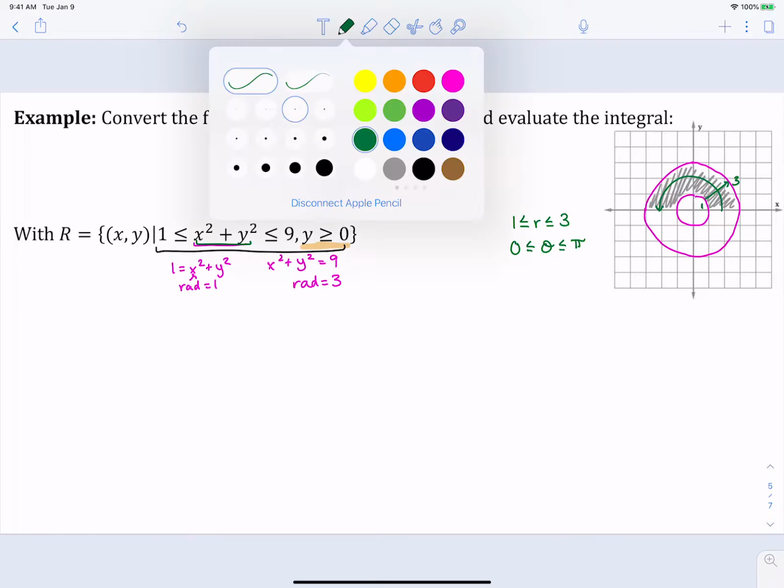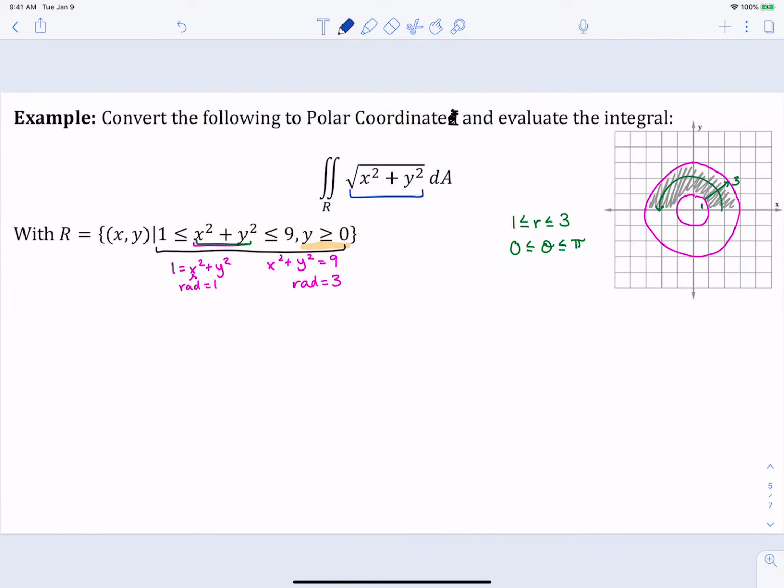Our function in the middle is in rectangular coordinates right now. Anytime we have x squared plus y squared, we can replace that with r squared. Square root of r squared is r. And then our dA is always going to get replaced with r dr d theta. So our integral is going to be from 0 to pi, 1 to 3, r times r, dr, d theta.